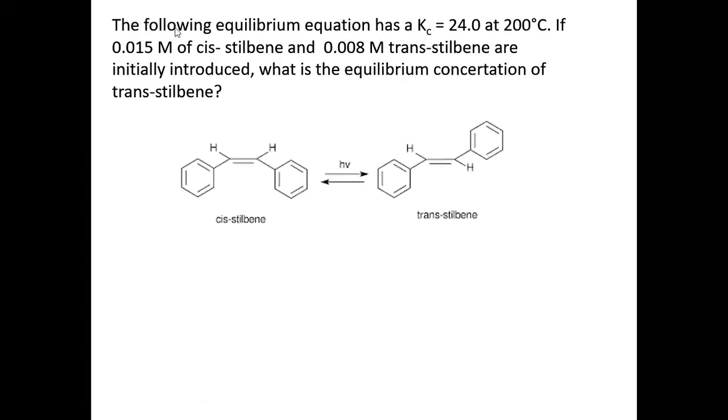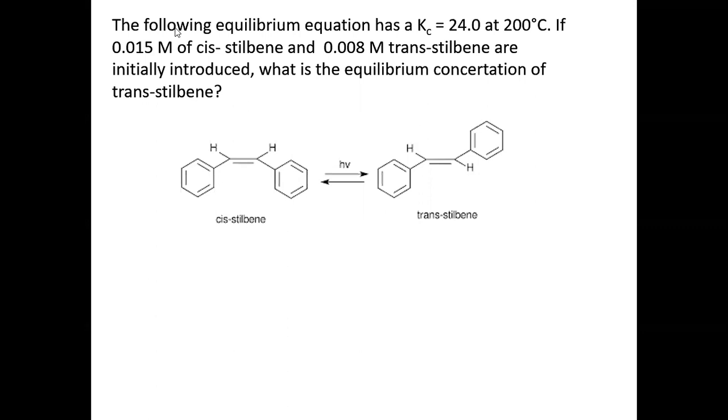We'll start off with something very simple. Here we have an equilibrium equation involving cis-stilbene and trans-stilbene. It has a Kc of 24, which means you have roughly the same amounts of reactants and products at equilibrium.